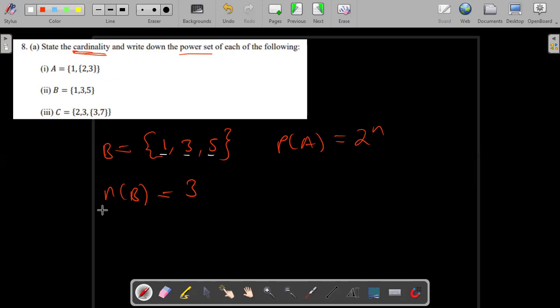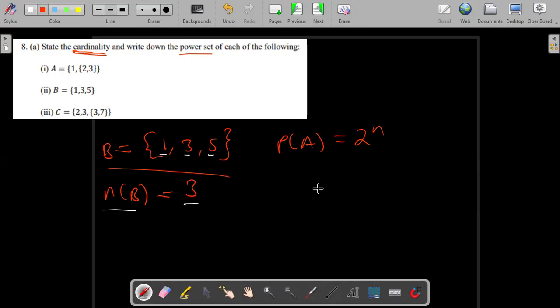And the cardinality is given by this here, written as number of elements of B, and it is 3. Then we have the second part, which is talking about the power set. The power set, by definition, is just a set containing all possible subsets of that set. So I have the set B here. So, all possible subsets. First of all, I have to define what a subset is.